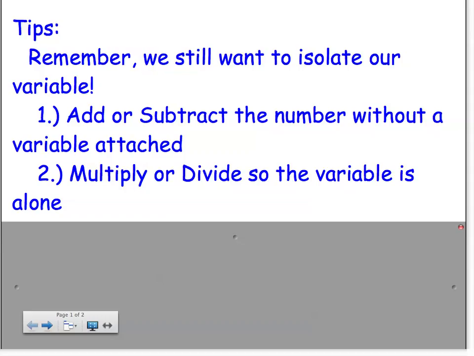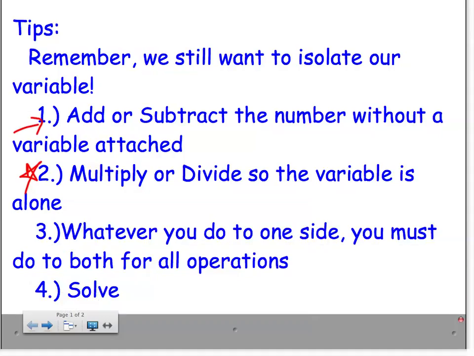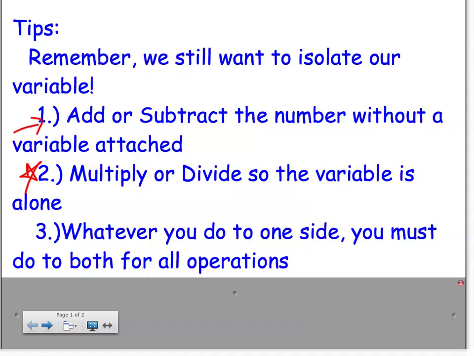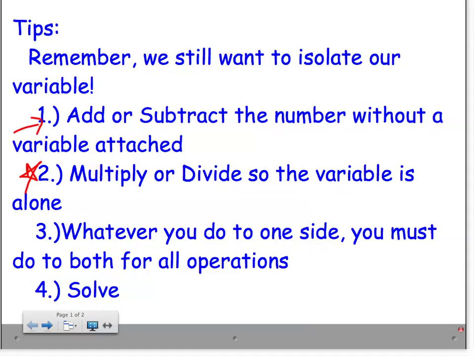After you get past the addition and subtraction, this is what you already know how to do. You can solve that equation by multiplying or dividing so we know what the variable is equal to. Remember, whatever you do to one side, you must do for both on all operations. That means if you're adding, subtracting, multiplying, or dividing, if you do it to one side, you have to do it to the other. Make sure that you stay neat and organized in your notes, please. And lastly, you'll obviously just need to solve.